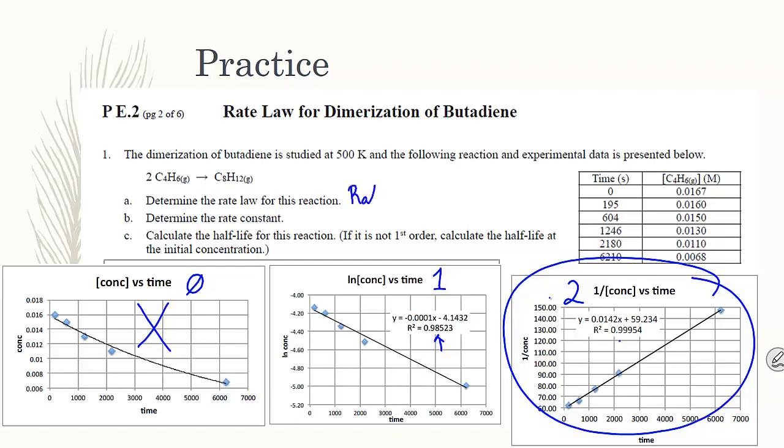So our rate law, the rate equals k times the concentration of butadiene raised to the second, because it's a second order reaction. The rate constant is the value of that slope. So 0.0142. The units of the rate constant are always the reciprocal of time. In this case, time is expressed in seconds. So seconds to the -1, and our molarities are the overall order 2 minus 1. So 2 minus 1 is a 1. So molarities to the -1.